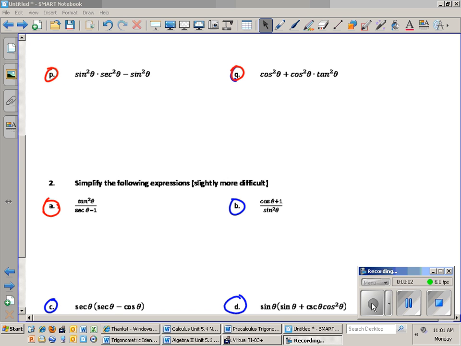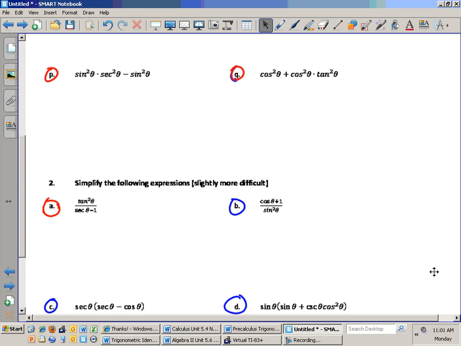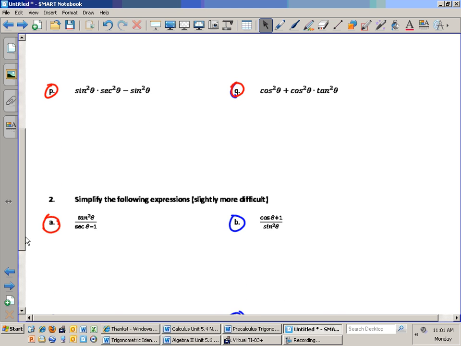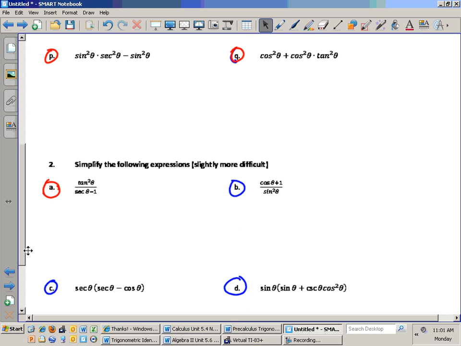Okay, so we left off here on Friday, and we tried these problems, and some of them went well, some of them didn't go quite as well. But we're going to continue to practice today, and we're going to practice with letter P, which says sine squared of theta times secant squared of theta minus sine squared of theta.